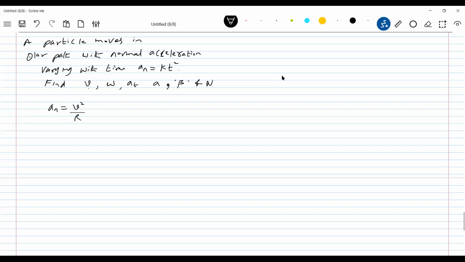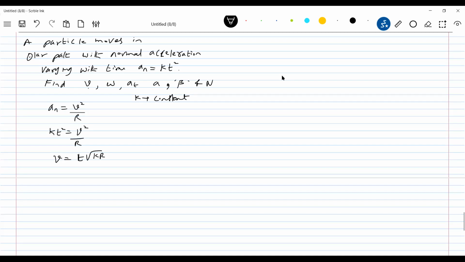So what is A normal? A normal is k t square, equal to V square by R. So what is V equal to? V is equal to t into root kR. K is a constant here. Once you know tangential velocity, you can manage all the things.